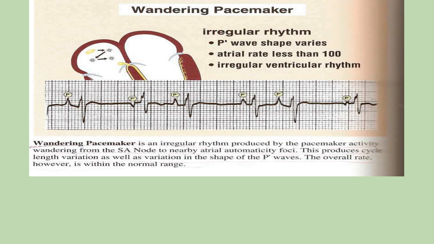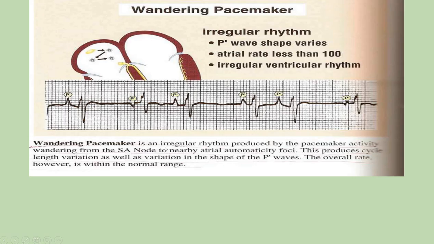Wandering pacemaker. Characteristics of wandering pacemaker: irregular rhythm, P prime wave shape varies, atrial rate less than 100, and irregular ventricular rhythm. This is P prime, another P prime, another P prime, and P prime. Each has a different shape. Atrial rate less than 100, and irregular ventricular rhythm.